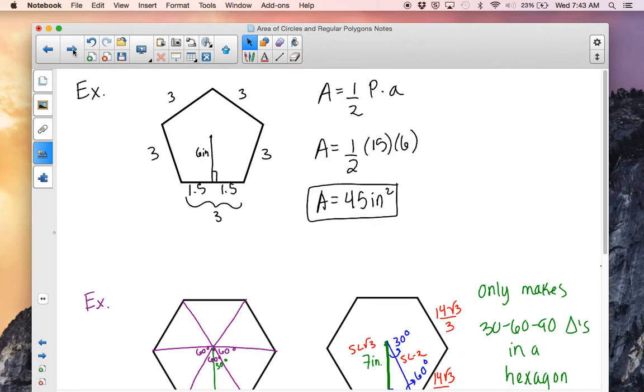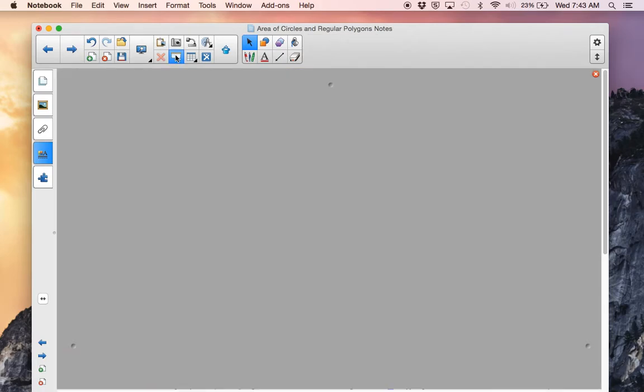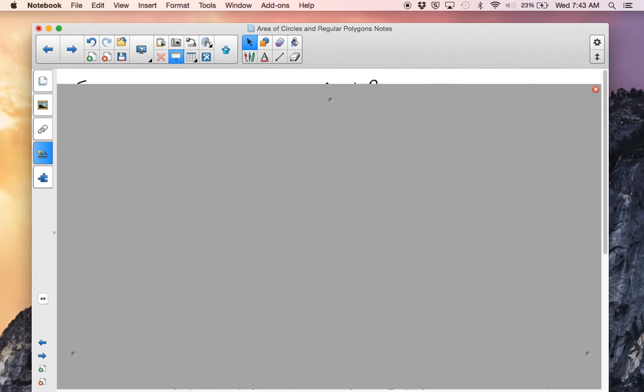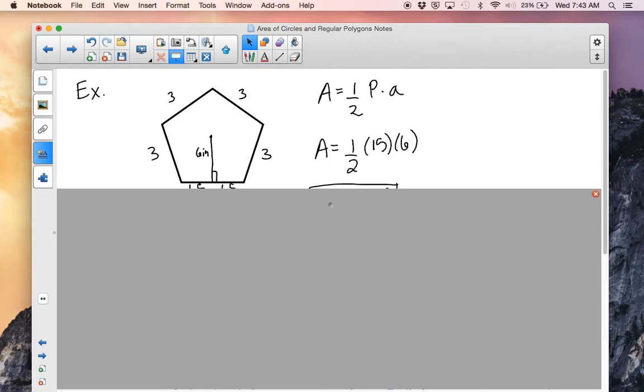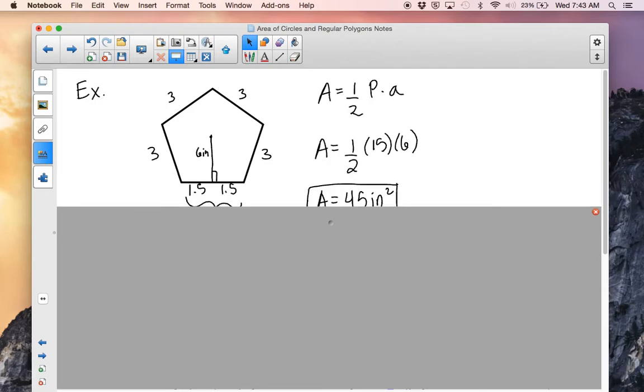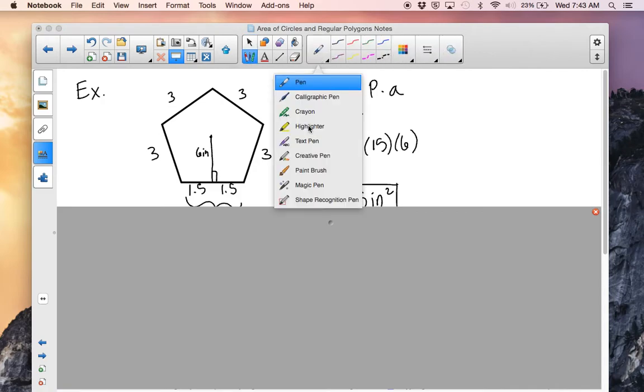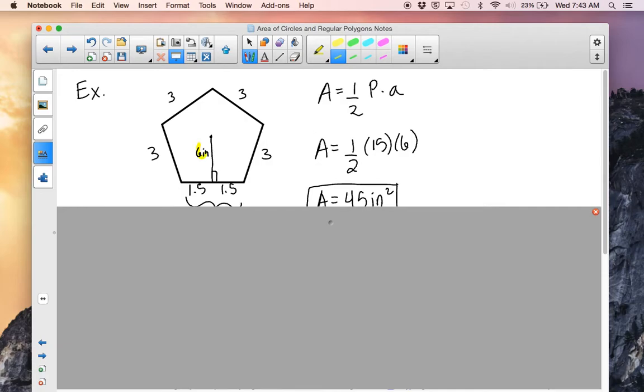Okay, now let's look at some examples with regular polygons. So let's say this hexagon here, pentagon on the right, is given. And the information you have is that the apothem is 6 inches, and you're given this segment here, okay? The rest of it we have to figure out. So remember that area is 1/2 perimeter times apothem.